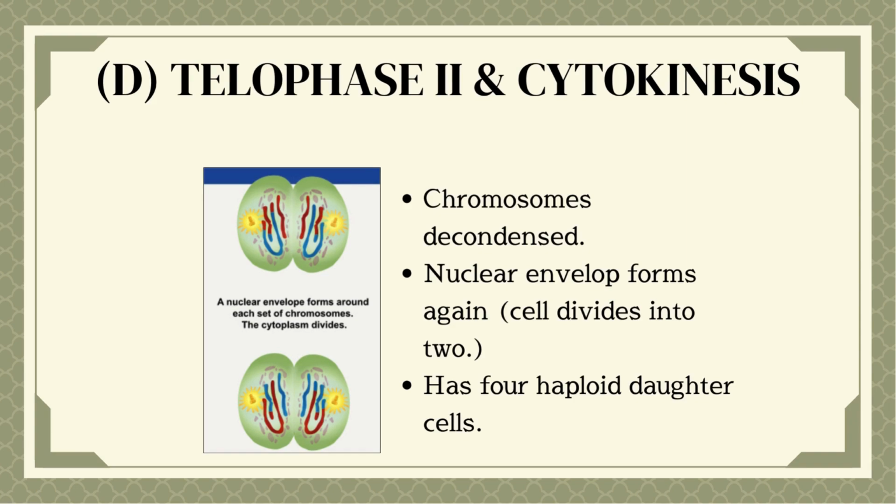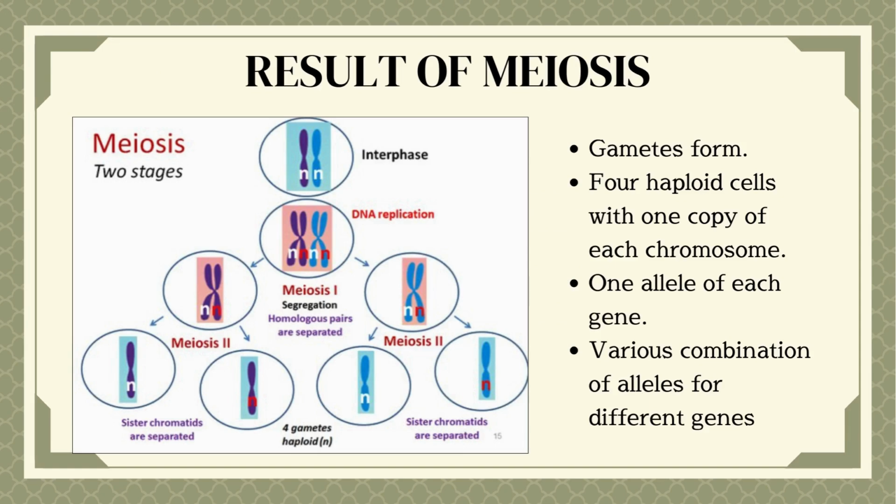So the main thing to take note of is that the chromosomes decondense, the nuclear envelope forms again, and then while this happens, the cell divides into two, and the result is four haploid daughter cells. Next, we have the results of meiosis. We have four. Number one, gametes form, or the sex cells.